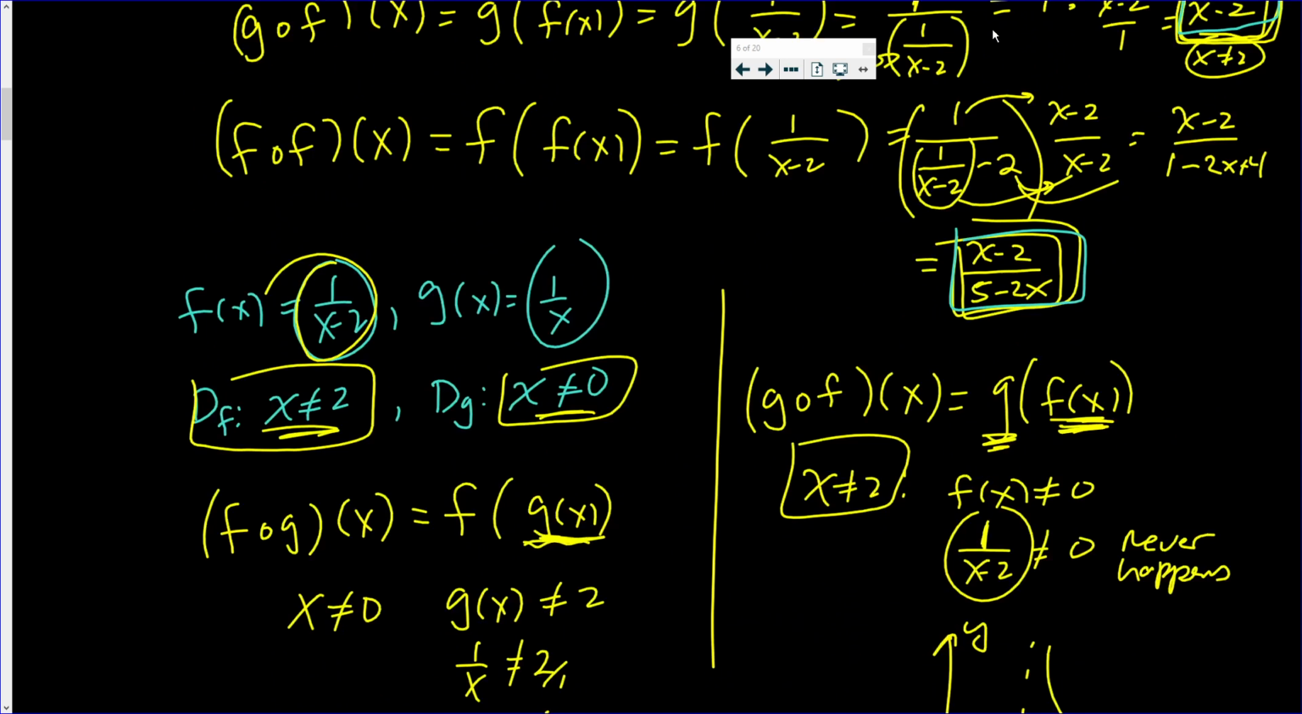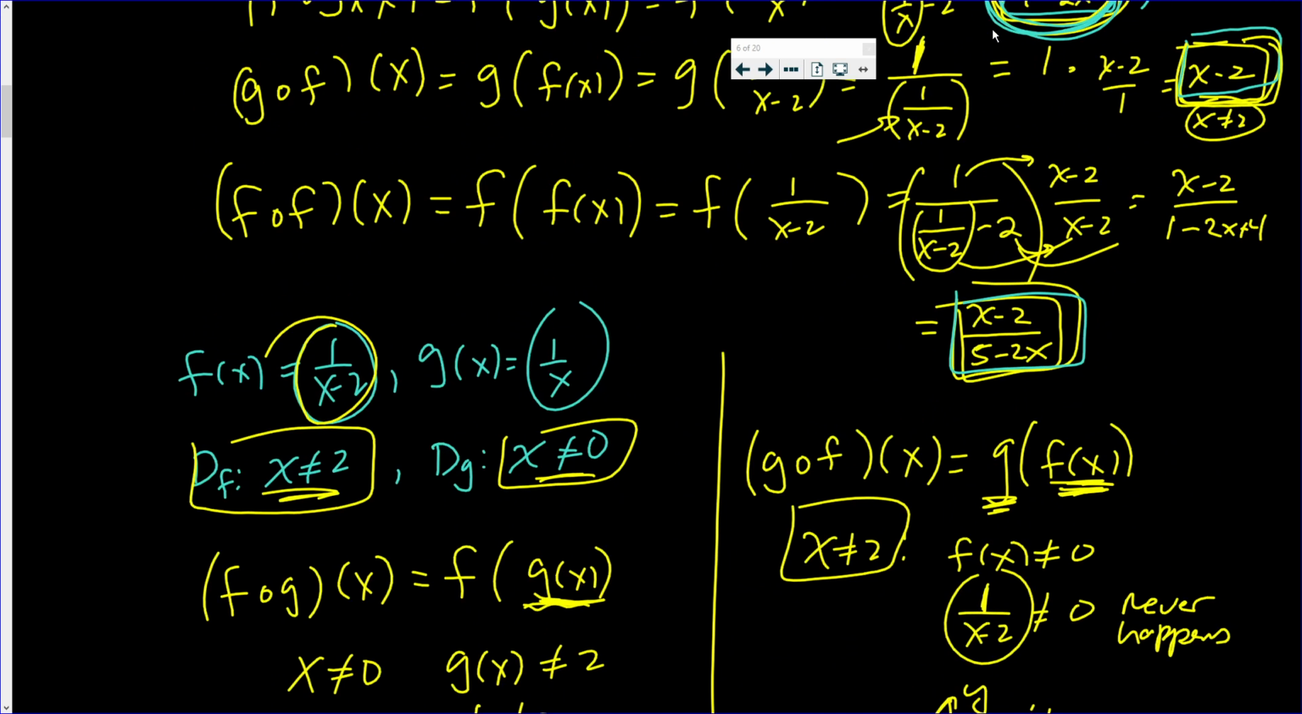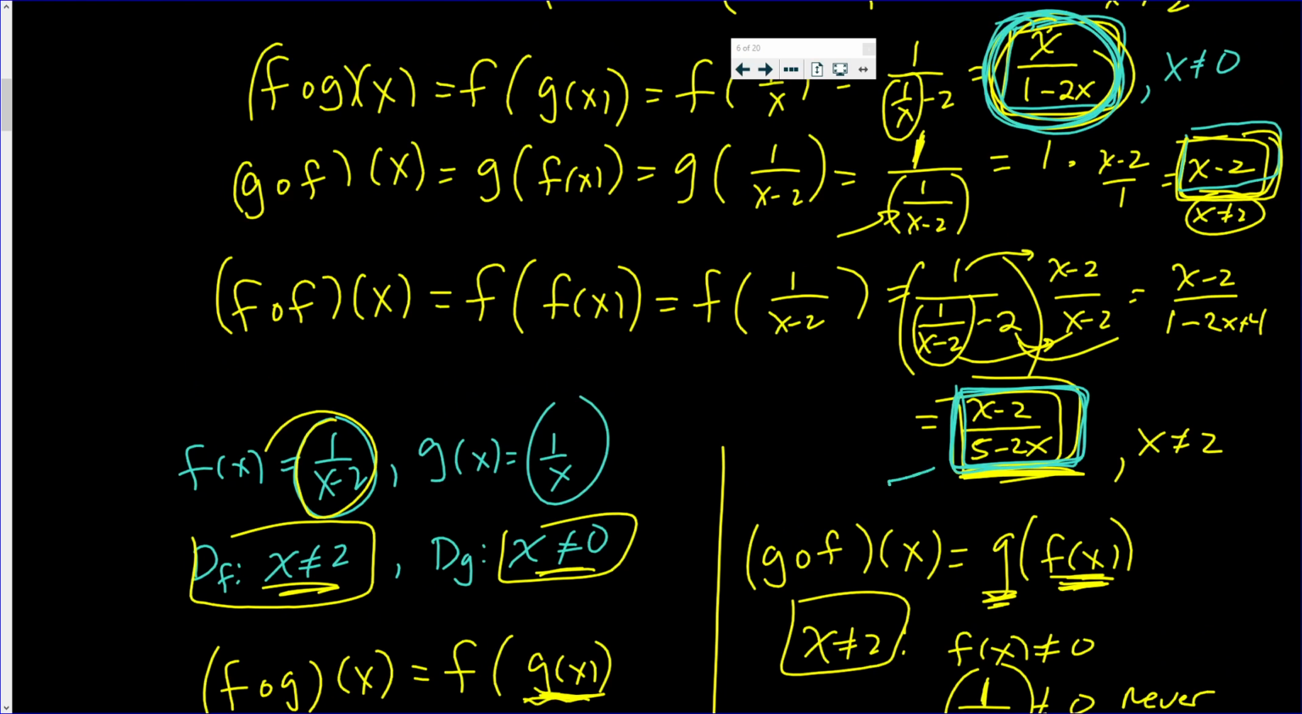Well, the bottom is 0 at 5 halves. But what about x can't be 2? What about x can't be 2? So that's what I mean when I said earlier, we don't have the whole picture here. We can't use this rule when x is 2.